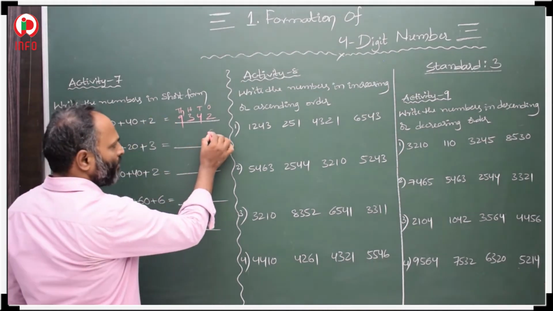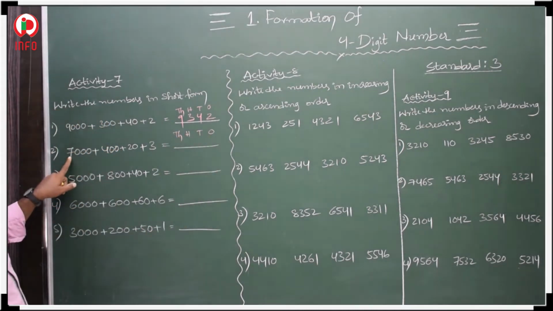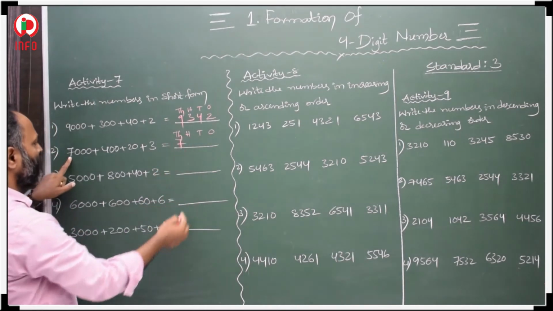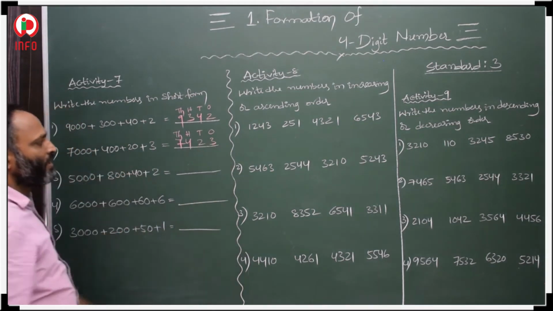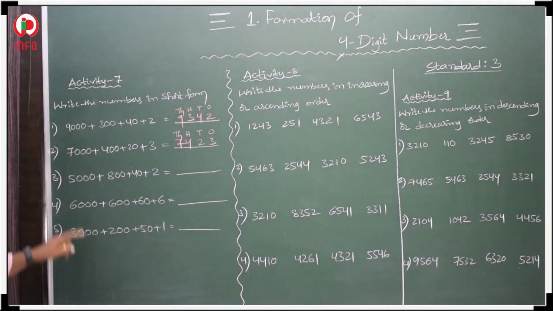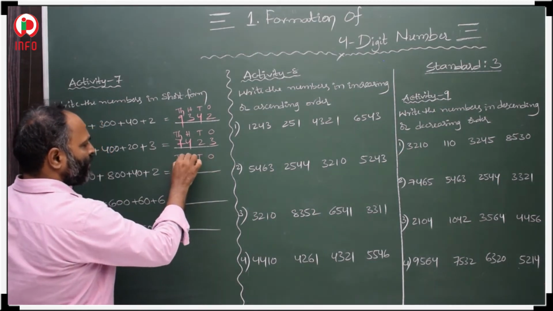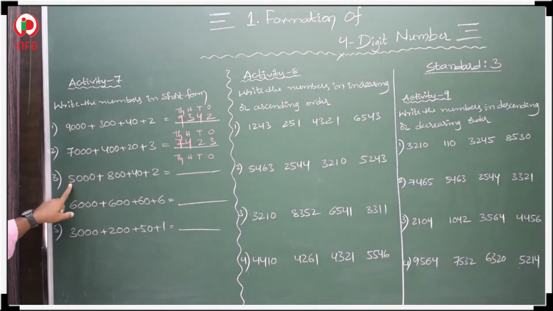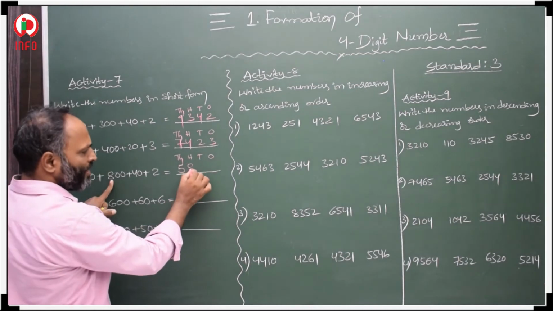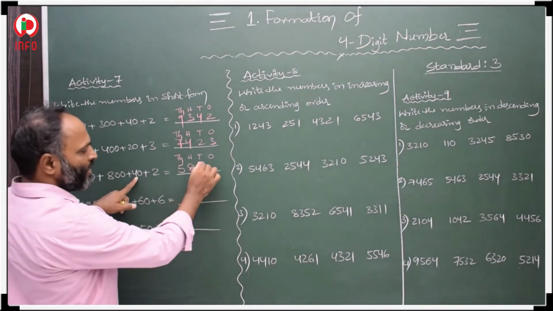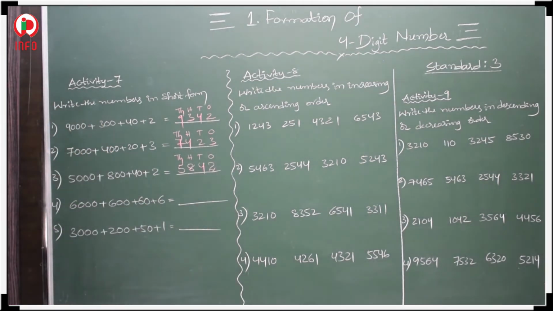In the same way, ones, tens, hundreds and thousands. 7000, 400, 2 tens and 3 ones: 7423. And here again, ones, tens, hundreds and thousands. Here also the same. 5000: 5 is in the thousands place. 800: 8 is in the hundreds place. 40 means 4 is in the tens place. 2 ones: 2 is in the ones place.